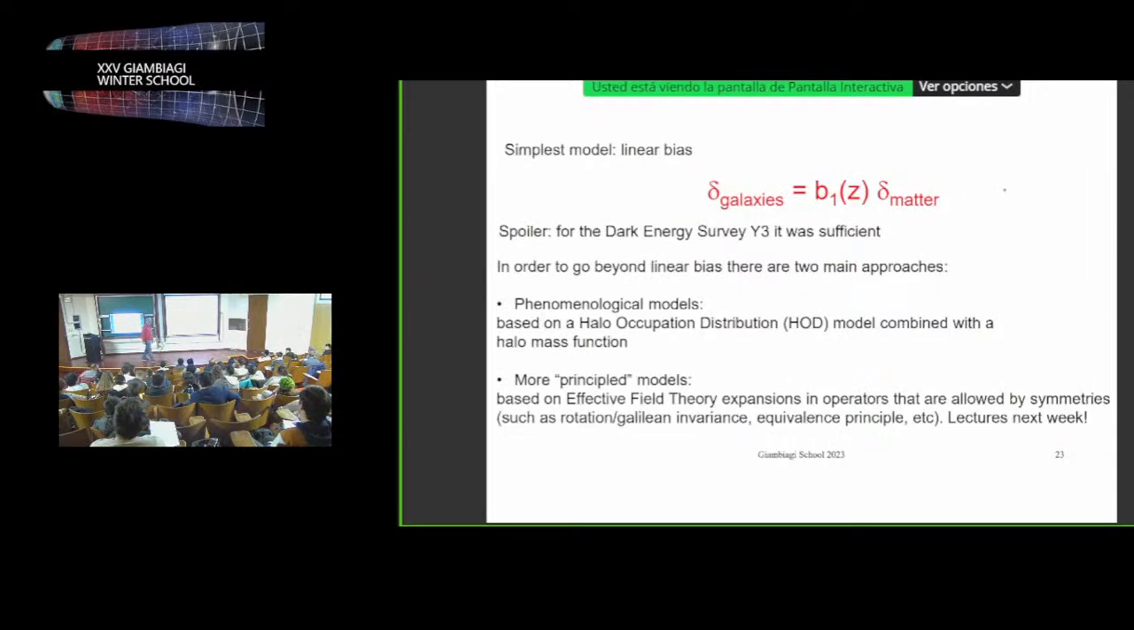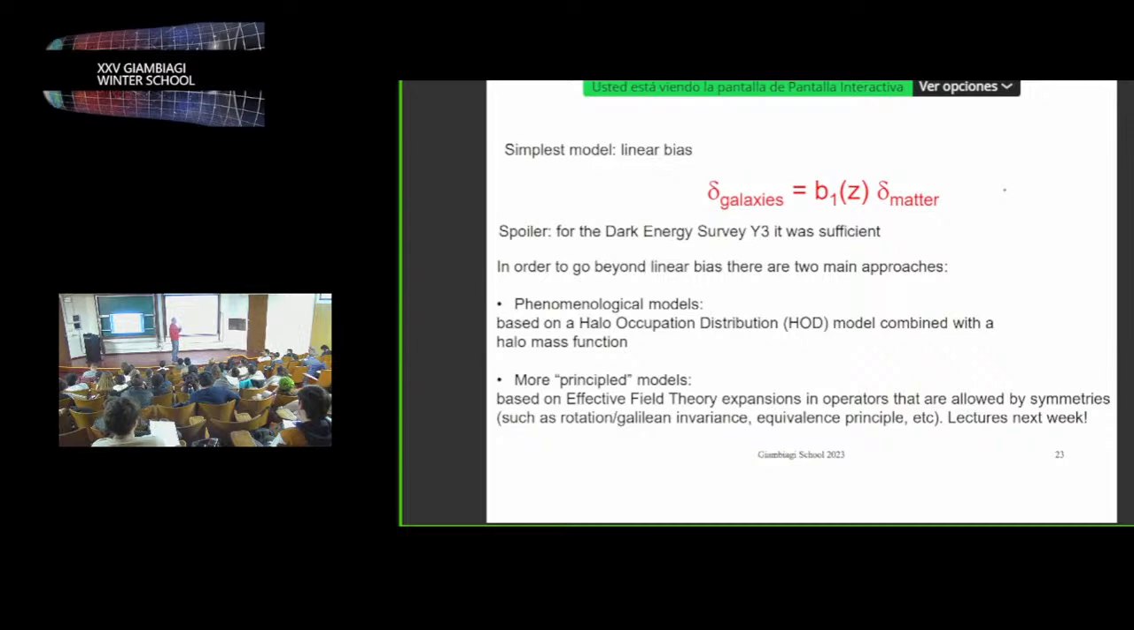Yes. Okay. And it still ended up being not degenerate, but the fact that the growth function and the transfer function are all amplitude. Exactly. There are lots of degeneracies, and we have to take that into account. So the biases are degenerate with the amplitude of the initial power spectrum.